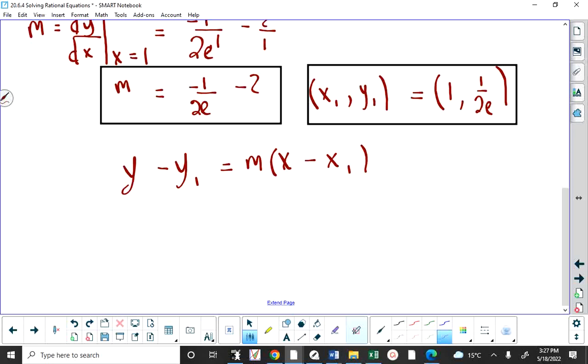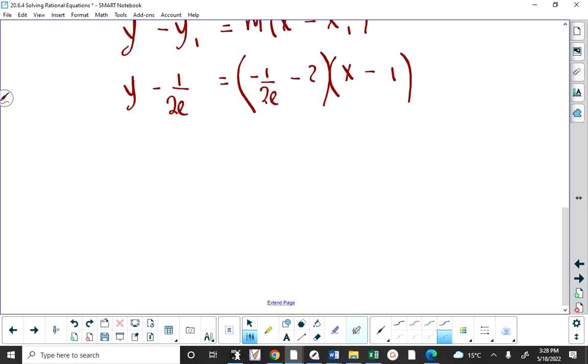And simplify the result. And this is where things get a little bit messy. It's not going to be necessarily simple. It's going to be quite complex, especially given the fact that our slope is a binomial. But let's put it in and see where it leads us. We have y minus y1, which is 1 over 2e. And this is equal to the slope, which is negative 1 over 2e minus 2, multiplied by x minus x1, which is 1.